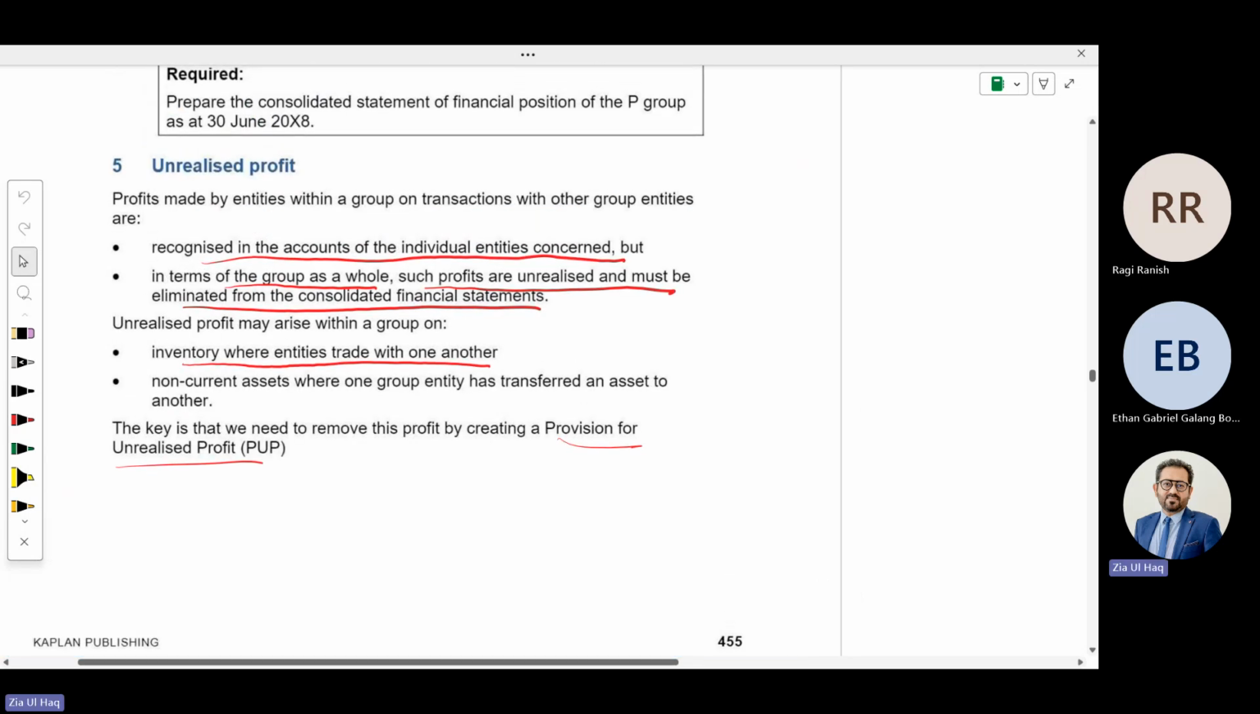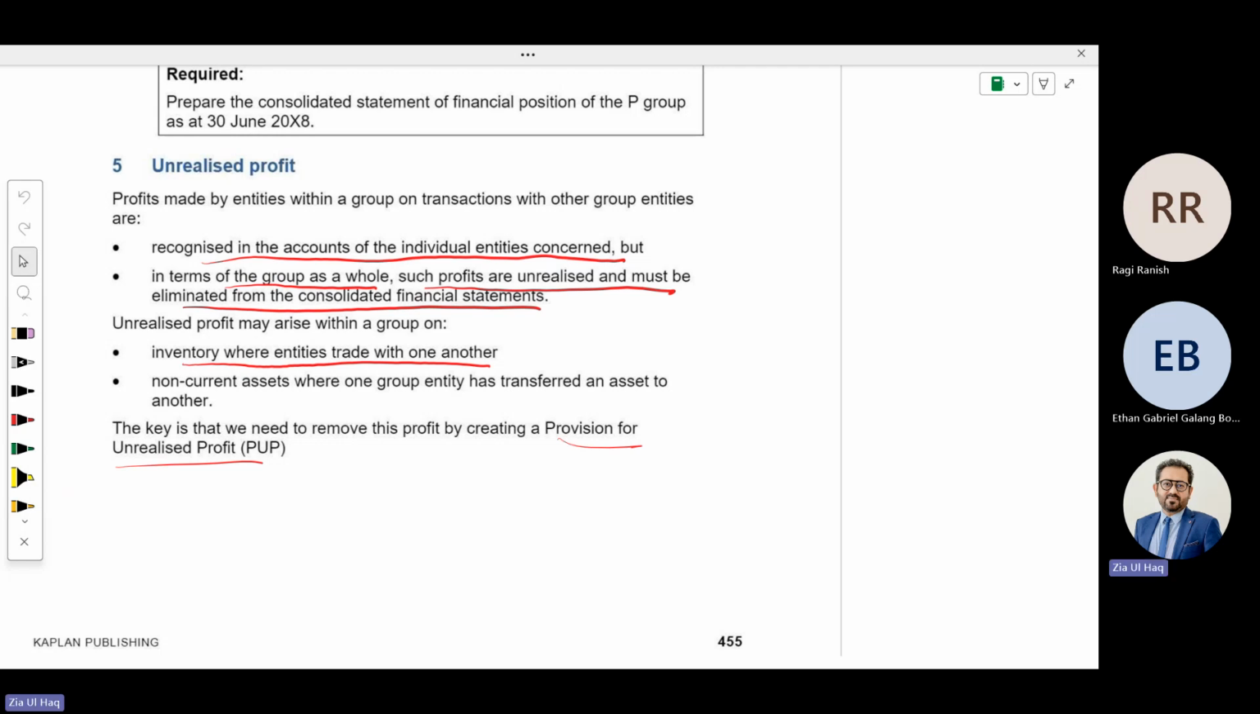Unrealized profit we discussed, due to intergroup transactions. If there is any profit included in that transaction, that profit is unrealized, and we need to eliminate it at consolidation. If there is any purchase or sale of inventory based on selling price, that includes profit. So we need to see how much inventory is unsold at the year end. From that unsold inventory, we need to eliminate the unrealized profit part.